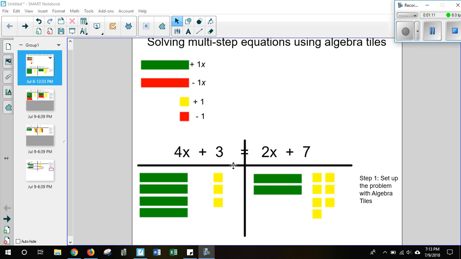Let's model this equation using algebra tiles. 4x can be represented with 4 green 1x tiles. Positive 3 can be represented with 3 yellow square tiles. On my right-hand side, 2x can be represented with 2 green rectangular tiles, and positive 7 can be represented with 7 yellow square tiles. Therefore, I have 4x + 3 = 2x + 7.